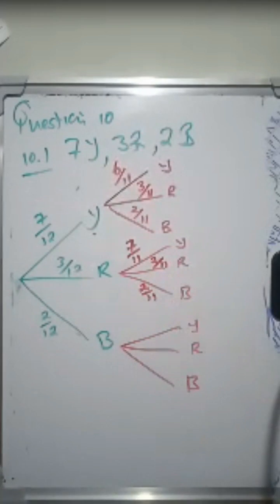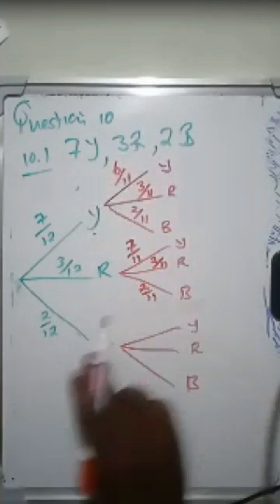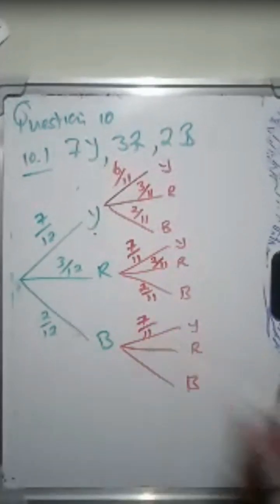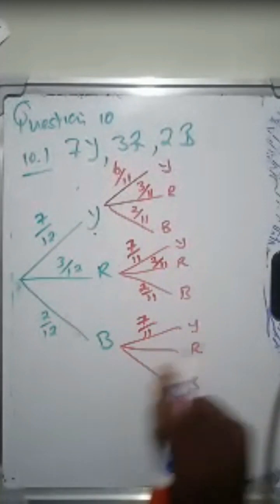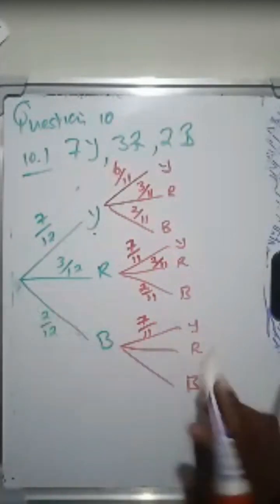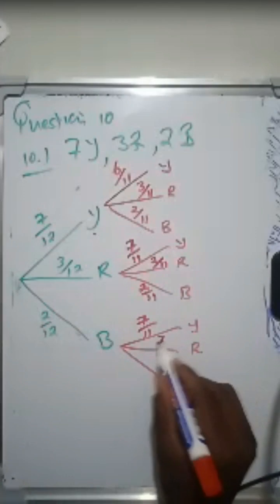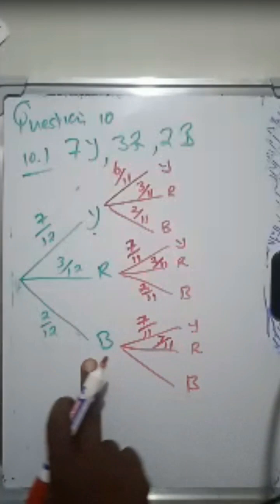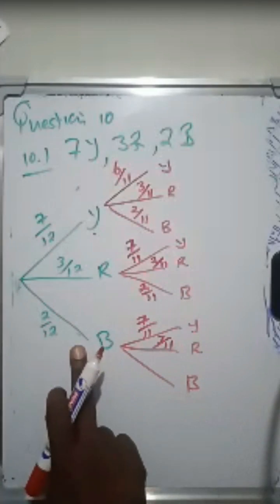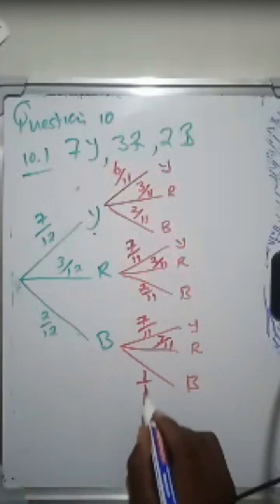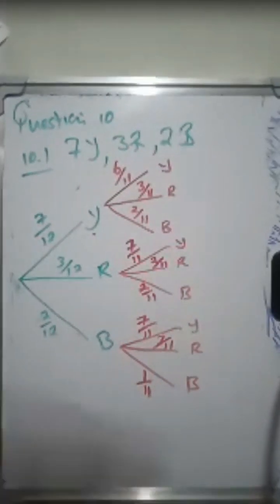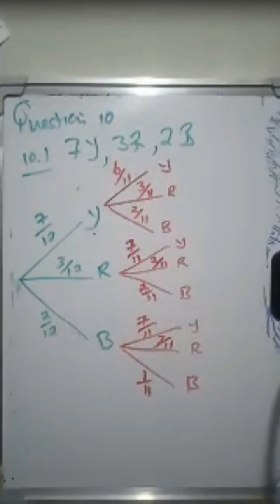Then down there, yellow was not affected when we picked blue, so there are still 7 out of 11. Then red is not affected on this branch, so we have 3 out of 11. Then blue is affected because it was taken the first time, so we have 1 out of 11. Remember that a ball was picked and it was not replaced. Okay?